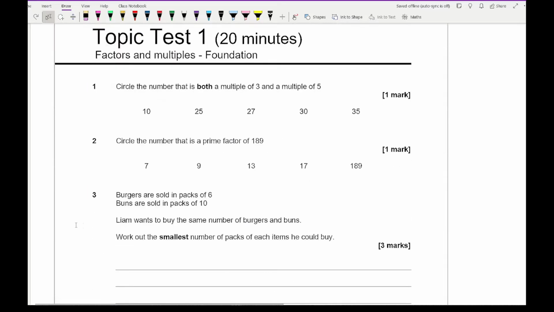So looking at question 1, it says circle the number that is both a multiple of 3 and a multiple of 5. So we're looking for a number that appears in both the 3 times table and the 5 times table, and given our choices, the correct answer is 30.